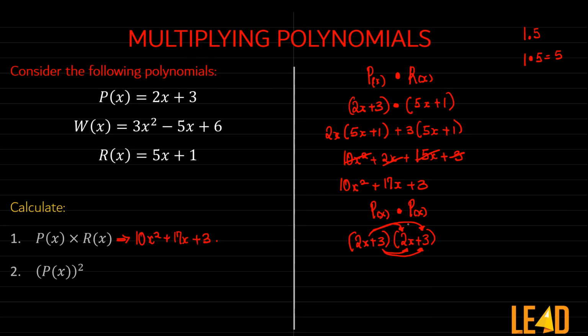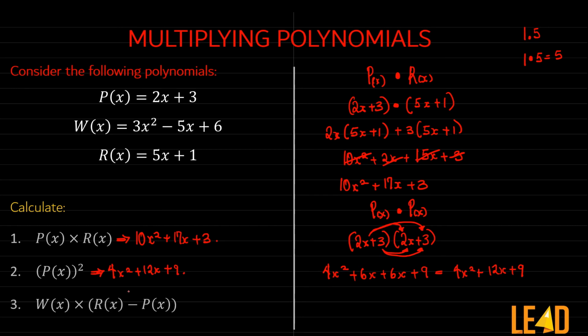So let's start with the 2. 2 times 2x is 4x squared. And then 2 times 3 is plus 6x. 3 times 2x is plus 6x, and then 3 times 3 is 9. We end up having 4x squared plus 12x plus 9. So that's the product.